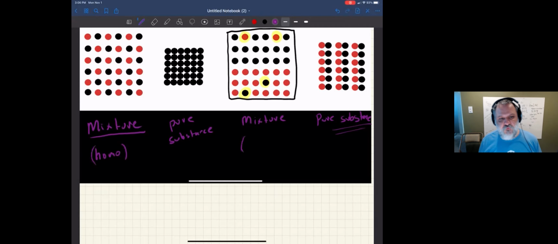What about the mixture over on the right? Well, I have a red and black interface. And I do have some red particles mixed with the black particles and black particles mixed with the red particles, but they're not mixed evenly. The distribution of the particles is not the same throughout. And so this one is a heterogeneous mixture. Okay, that's all there is to it.